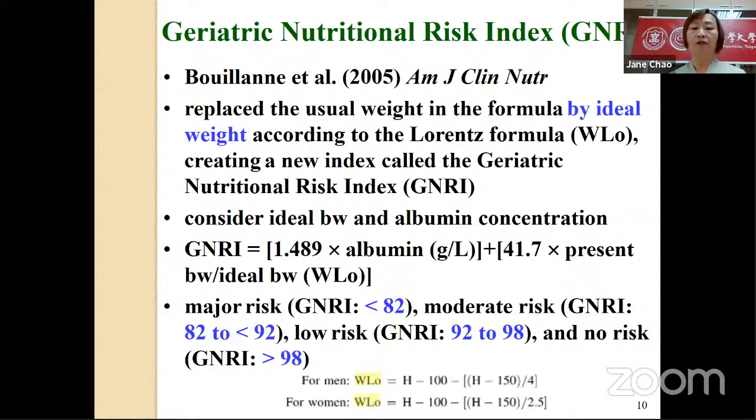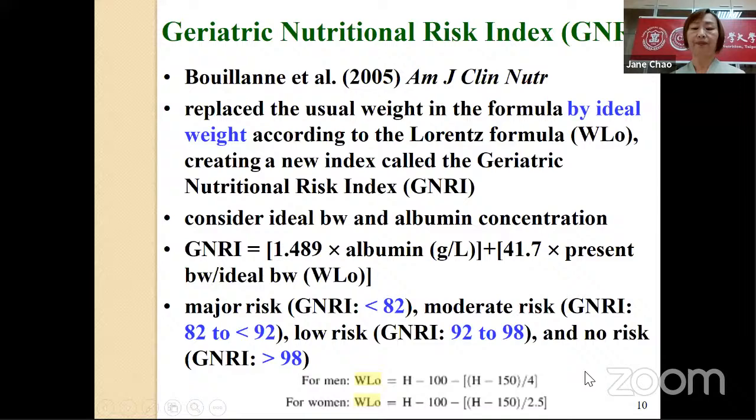For our NRI, I talked about the questionnaire before. NRI only has two categories. One is if your score is equal to or greater than 7, that means you are at risk of malnutrition. If your score is less than 7, that means you have no risk. So two categories. But for determining your nutritional health, we have three categories. For the geriatric nutritional risk index, we have 4 categories.